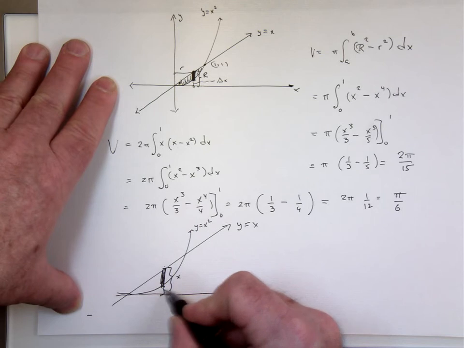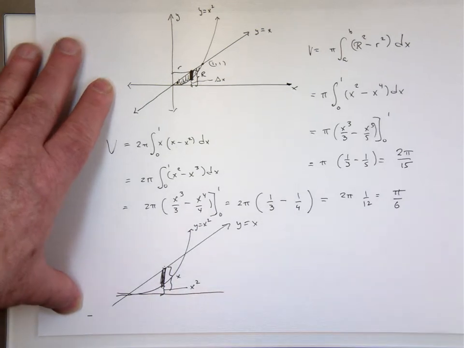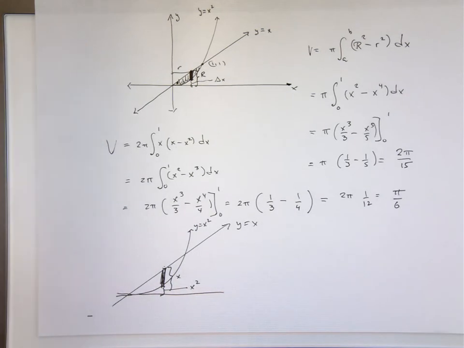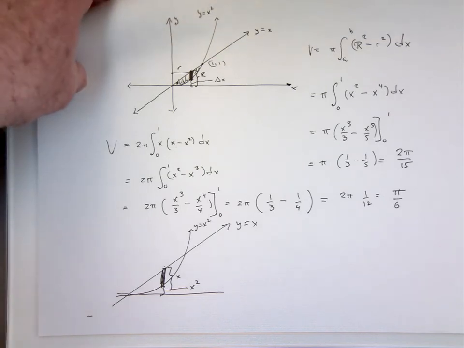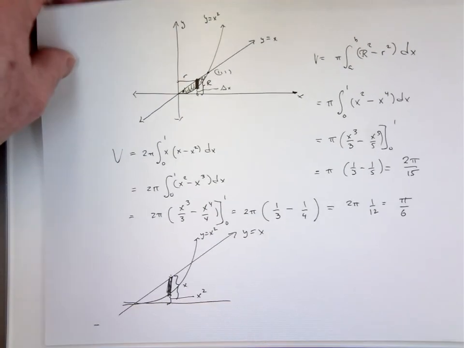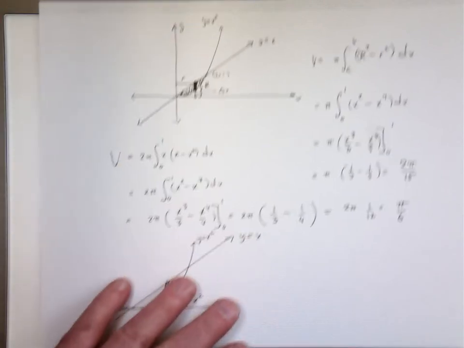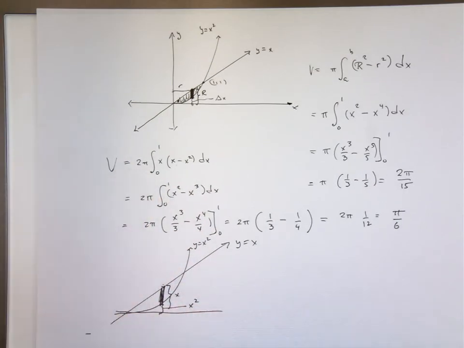How we doing? How did you get the 2 pi? That's part of the formula. The formula is 2 pi r h. The 2 pi r is the circumference of the circle we use to generate this thing.